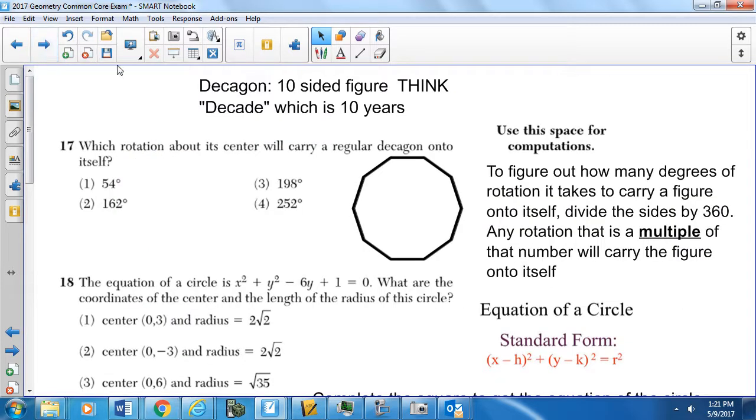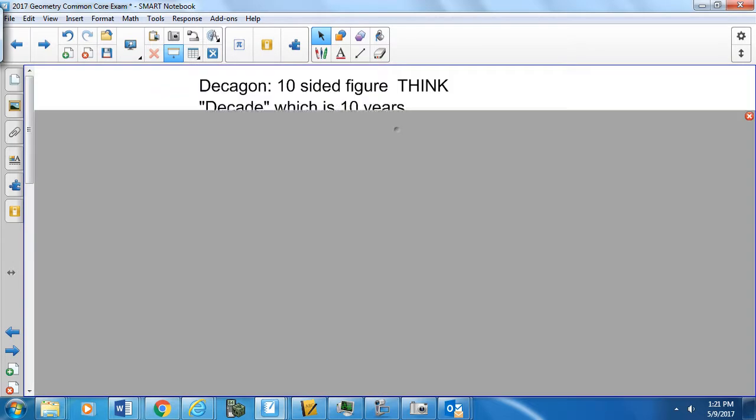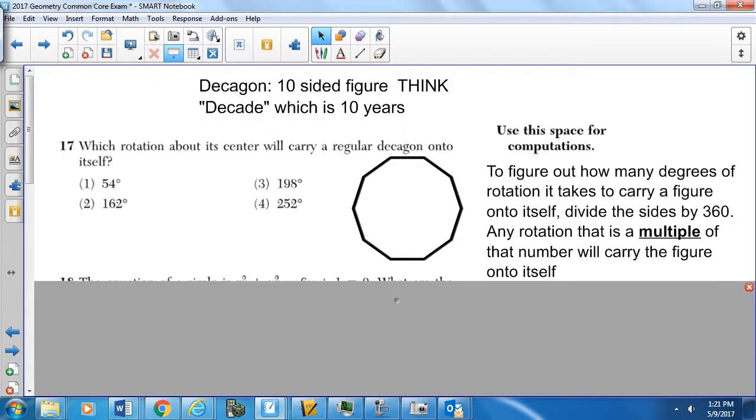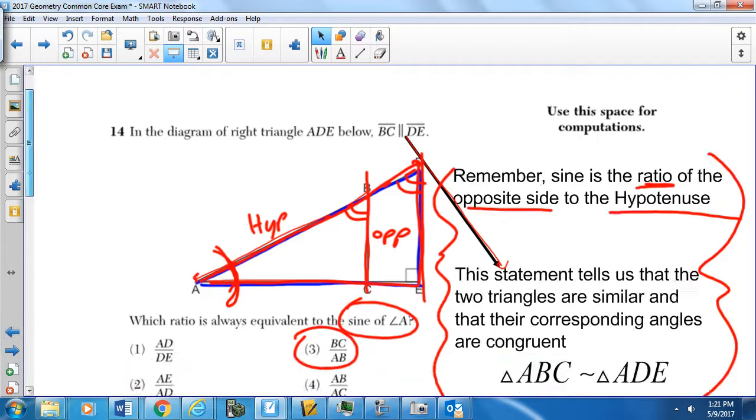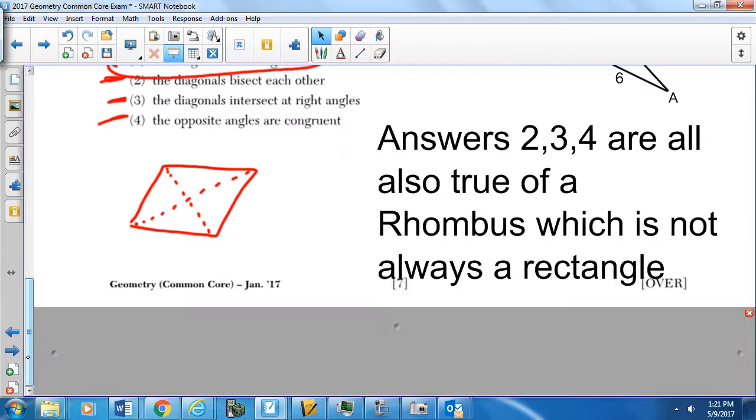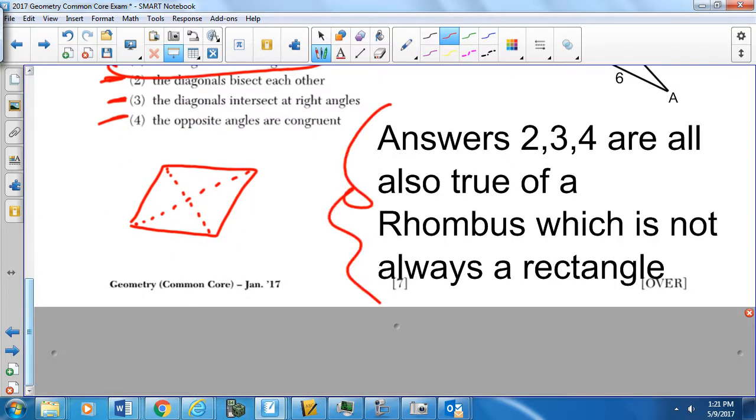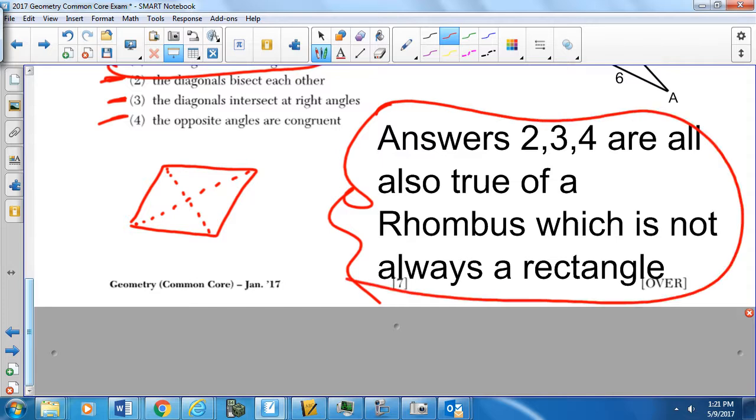Now, number 17. Okay, so let's read this. It says, which rotation about its center will carry a regular decagon onto itself? Okay, a couple things I want you to write down. And also, before I go on, in order to get credit, you need to have written this down right here. You need to write this down on problem 16.